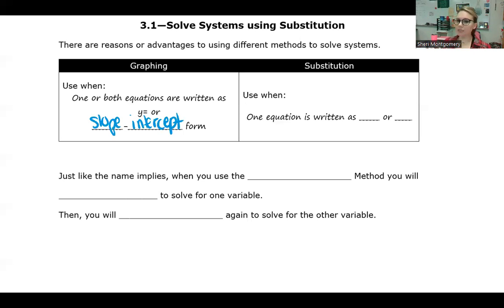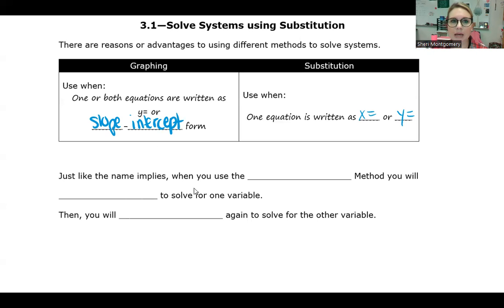Sometimes it is easier to do substitution. And some people like substitution better because maybe you struggle with graphing. So again, we're going to learn 3 different ways to solve these. One reason you would use substitution is when one of the equations is already written as x equals or y equals, especially if one of them is x equals. Well, you would have to rearrange it all to get it as y equals to be able to graph it. So it's easier to just use substitution if you already have x equals or y equals for one of them.